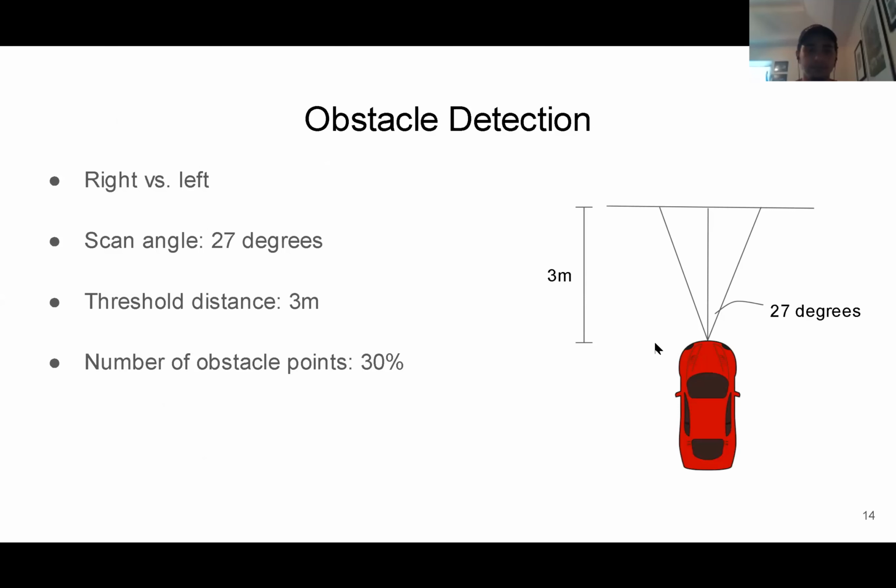We detected obstacles by using our car's hood LiDAR. We scanned the right and left sides separately to find out which side of the car the obstacle was on. For each side, we checked about 27 degrees worth of points in front of the car to see if they were closer than our threshold distance of 3 meters. If more than 30% of these points were less than 3 meters away, the car would initiate a swerve in the opposite direction.